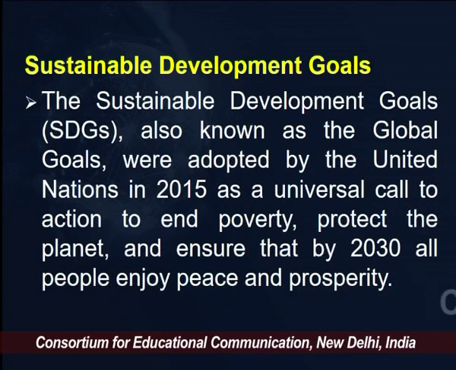Then coming to the last topic of this course, that is the Sustainable Development Goals. Sustainable Development Goals, which are popularly known as SDGs, are also known as global goals, and they were adopted by the United Nations in 2015 as a universal call to action to end poverty, protect the planet and ensure that by 2030 all people enjoy peace and prosperity. So, in that light they developed 17 SDGs or Sustainable Development Goals.